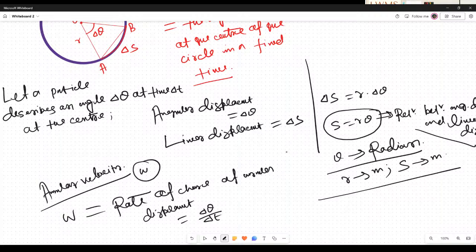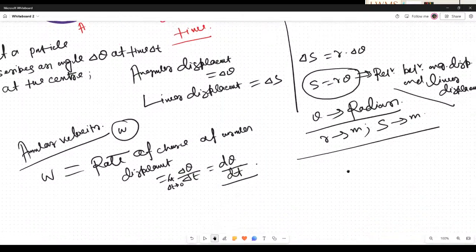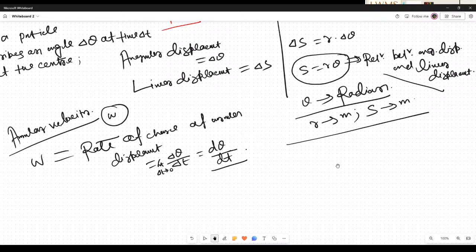So omega equal to delta theta by delta t, limit delta t tending to 0. This is going to be d theta by dt. So angular velocity will be expressed by this term: omega equal to d theta by dt. This is a relation you have learned.